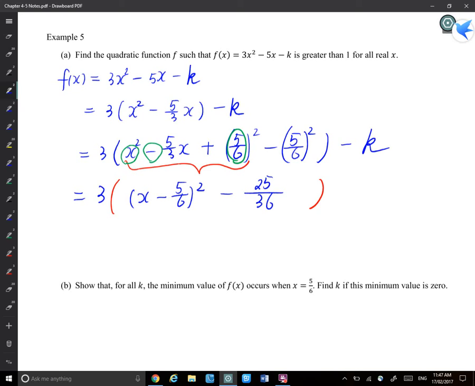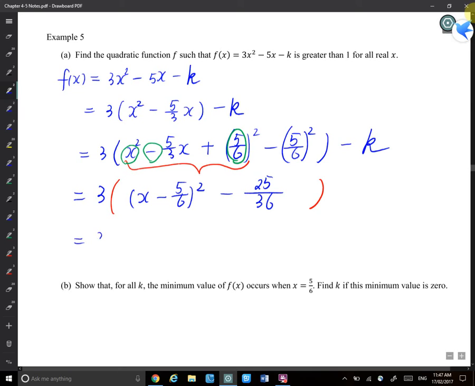What I will have is 3 times (x minus 5 over 6) squared, minus 25 over 12, minus k.